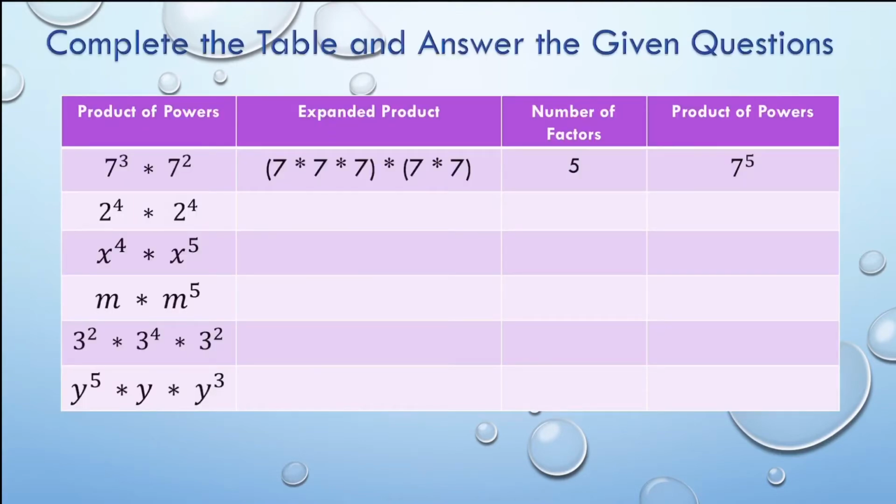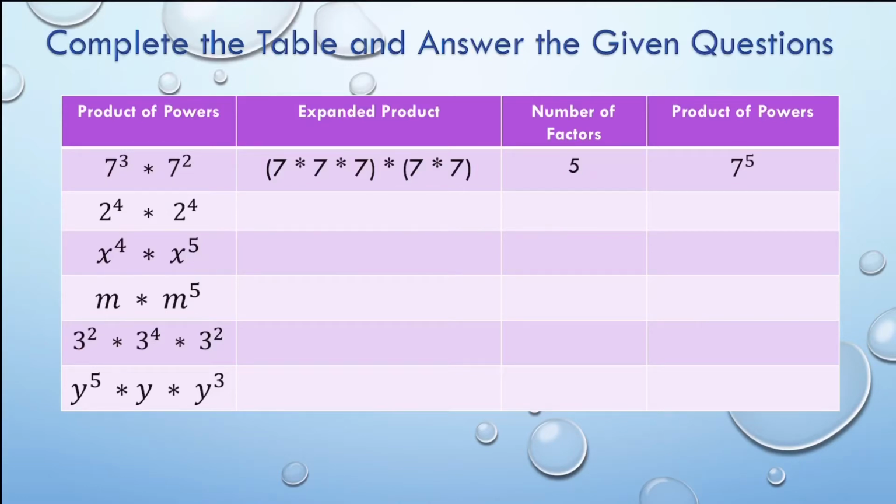Let's start by taking a look at this table. We're going to fill it in. You're welcome to work ahead, pause, rewind as needed. I filled in the first row for you so you have an idea of what we're doing. What I did was I took 7 cubed and I wrote it out. 7 cubed means 7 times 7 times 7. A lot of the times we don't write it out this way.